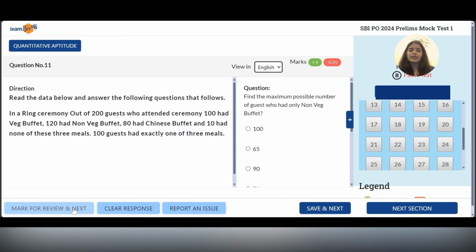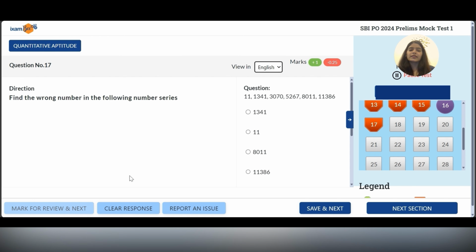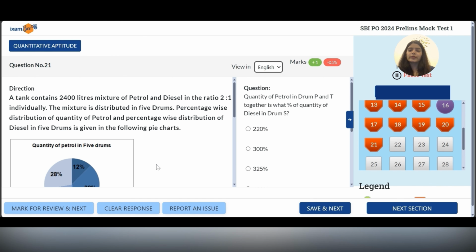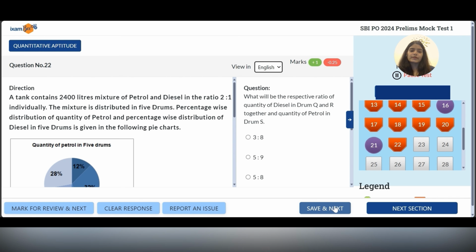Then I see again a question of Venn diagram, which can be a DI, but we'll see how many questions we have. Okay, we have around 4 or 5 questions from this. Now this is number series. Again, we know there are 5 questions from number series. Again a DI. We'll mark it for review.